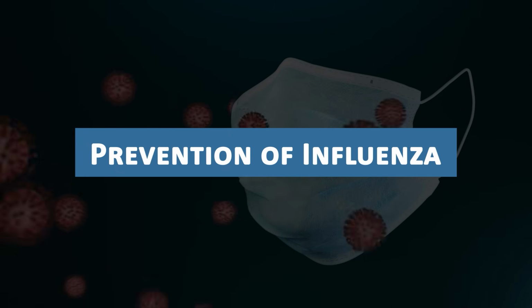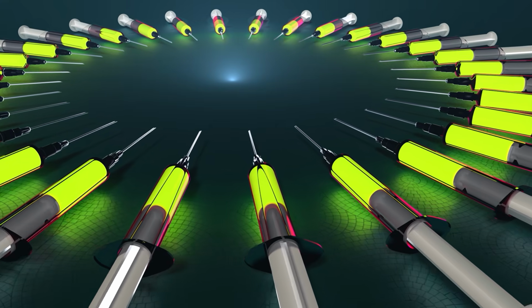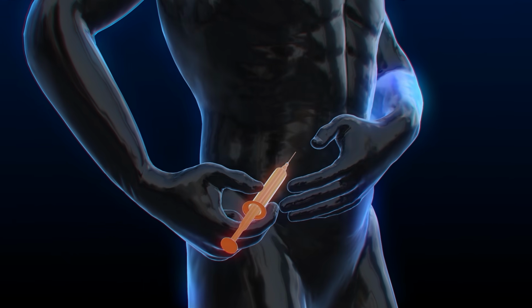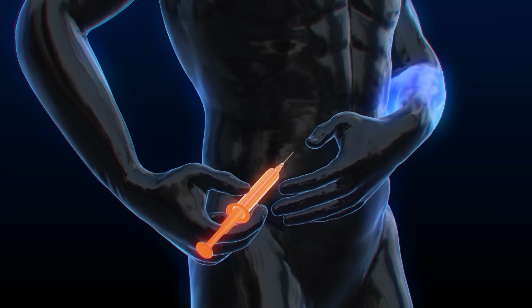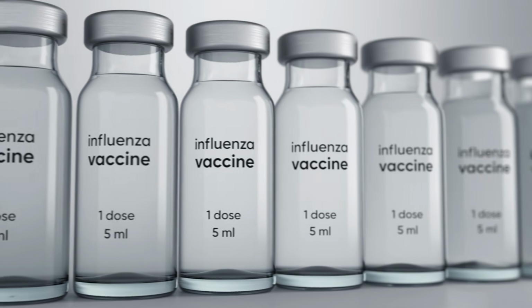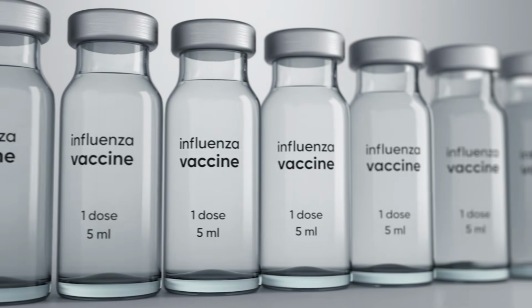Prevention of influenza. The most effective way to prevent influenza is through annual vaccination. The flu vaccine stimulates the immune system to produce antibodies against the most likely circulating virus strains. Although the vaccine is not 100% effective, it significantly reduces the risk of severe illness, hospitalization, and death.